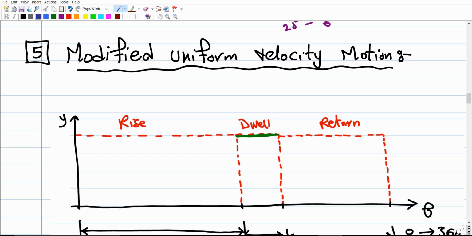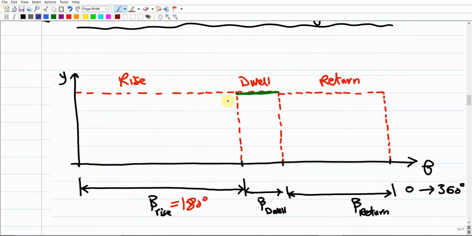And one of the approaches is to replace the conventional uniform velocity motion with the modified one. This modified one, I'm going to represent, just to remind you of what we discussed in the previous meeting, like that. This is the entire rise period of the follower.